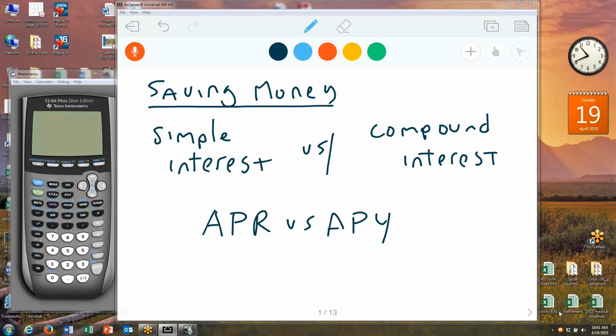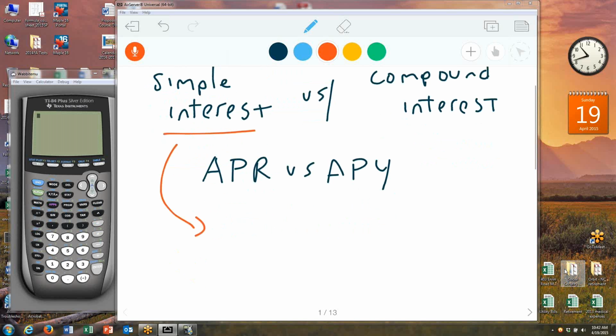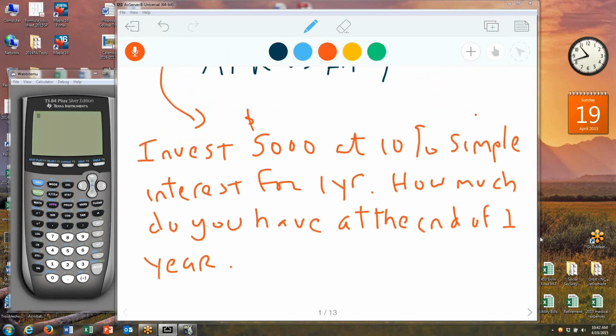Today I want to start, though, with talking about simple interest. Okay, so let's just look at a problem. Again, we're going to start with simple interest. So suppose you invest $5,000 at 10% simple interest. So it'll tell you whether it's simple interest or compound interest for 1 year. How much do you have at the end of 1 year?